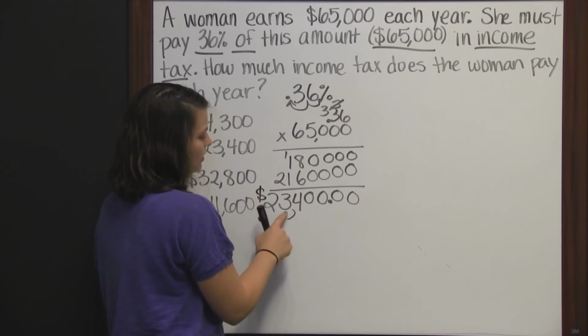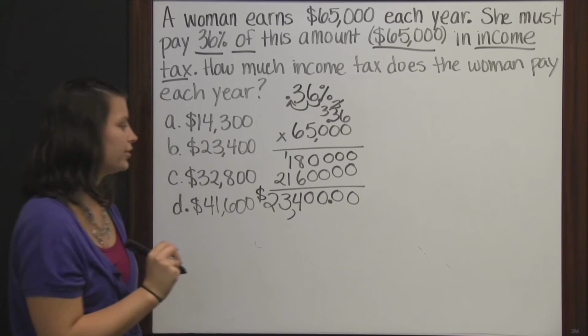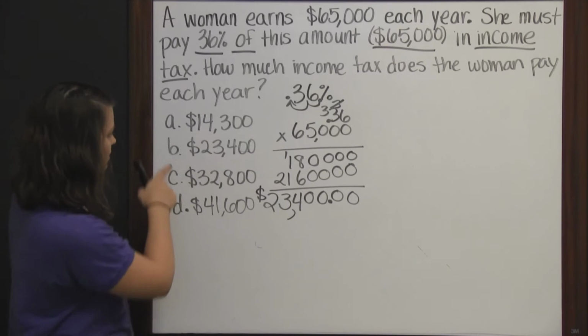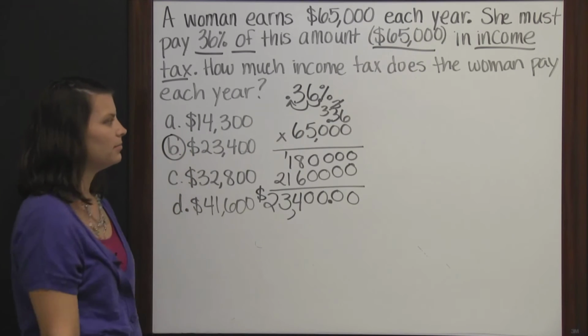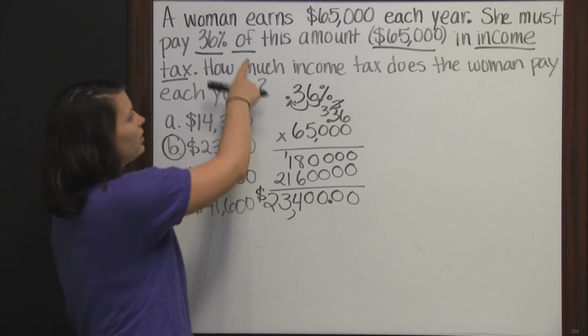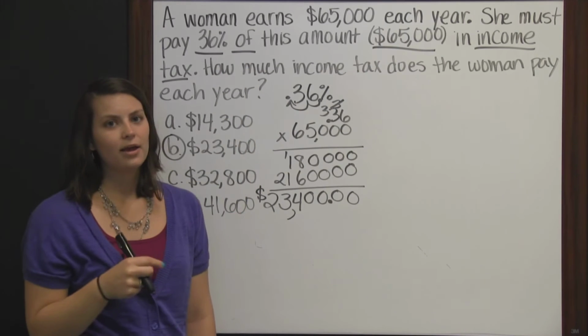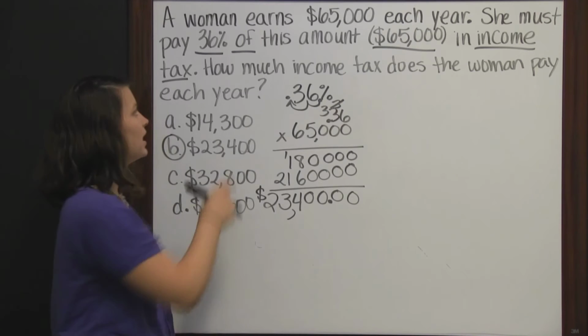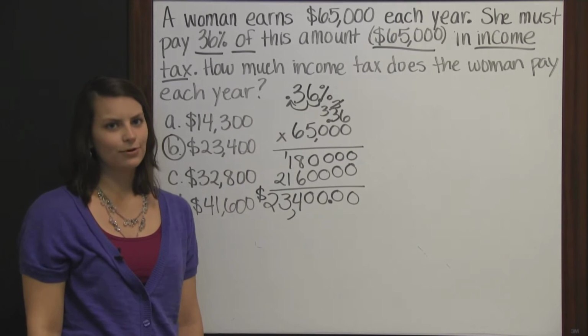So $23,400 in income tax, which is answer choice B. So again, that word of means to multiply. But before you multiply by a percent, you need to change it to a decimal.